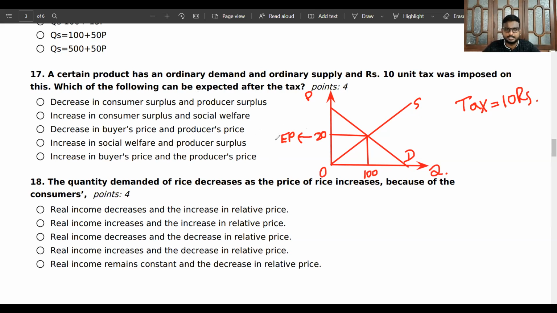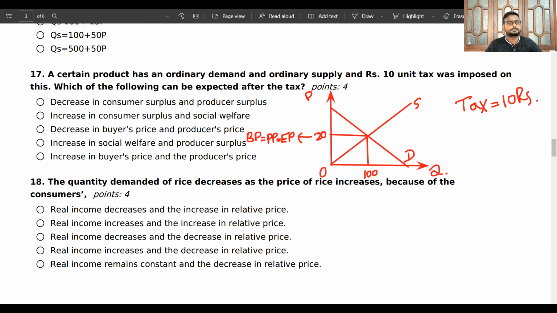It's because before tax, the equilibrium price, the buyer price, the producer price, everything will be the same. At 20 rupees, the producer sells the product. The consumer buys the product at 20 rupees itself. And remember, the producer doesn't have to pay any taxes before tax. So the price the producer sells the product for happens to be the price the producer takes home for himself, 20 rupees.